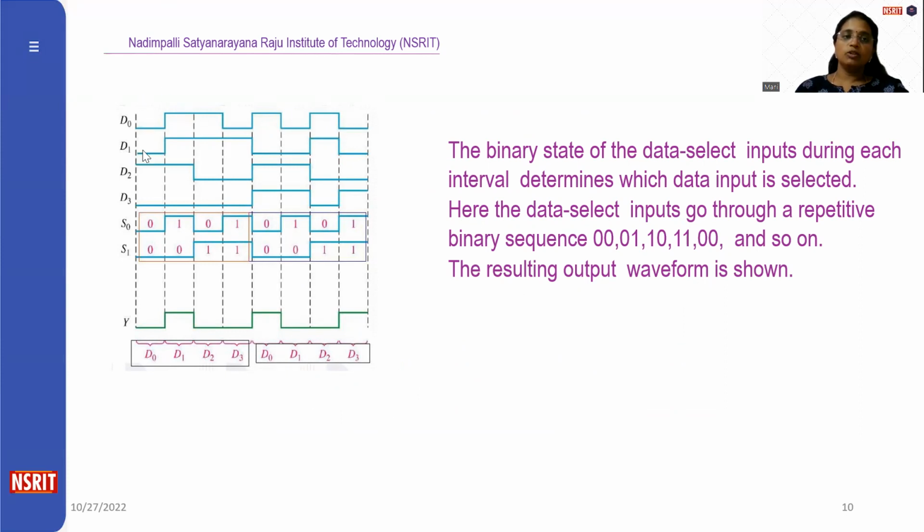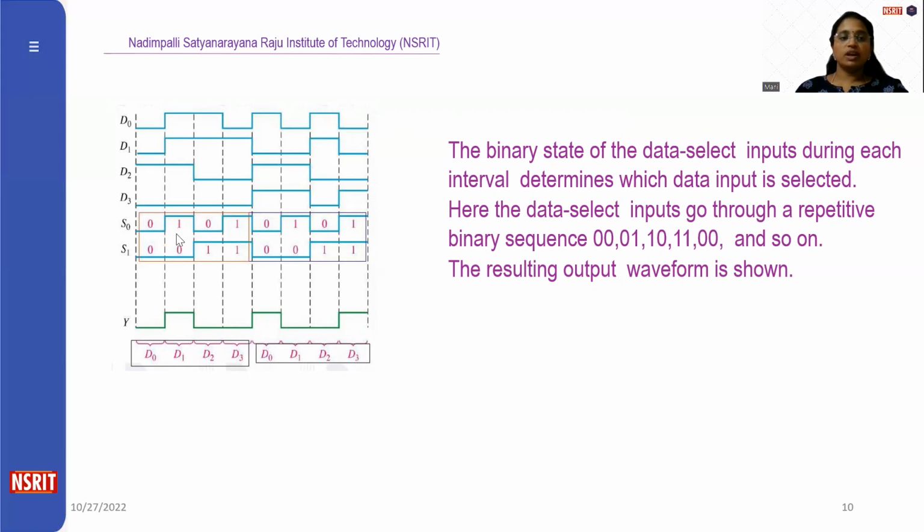See here, D0, D1, D2, D3. These are the signals available at D0, D1, D2, D3. These are S0, S1. For S0, S1 both 0, 0, it will select the information at D0. So the output is D0. Whatever information is present at D0 will reflect at Y. D0 is at a low level, so Y equals low.